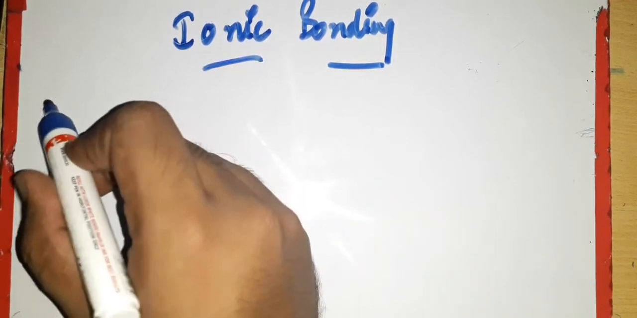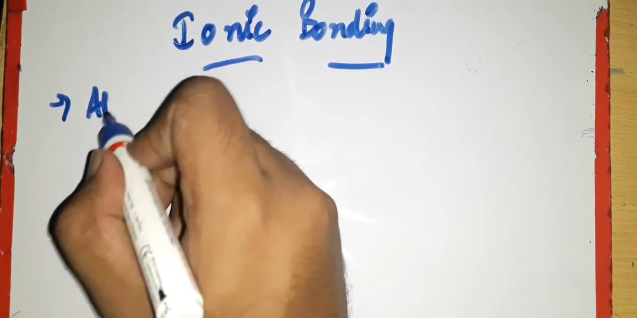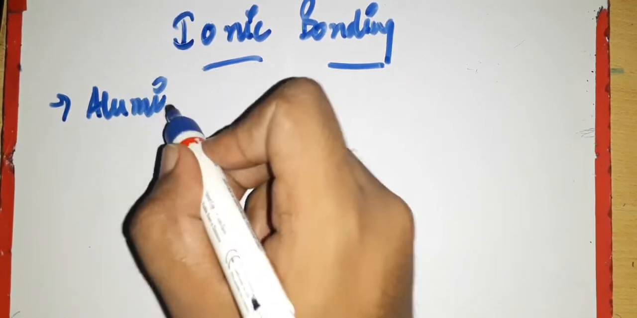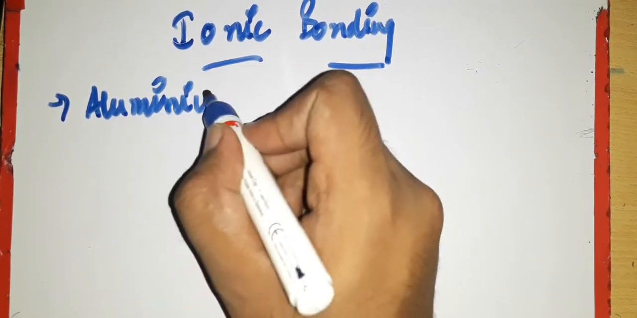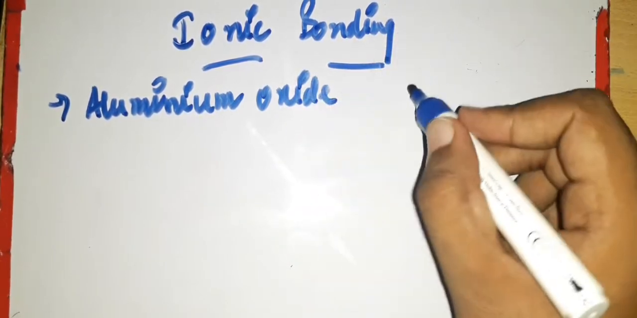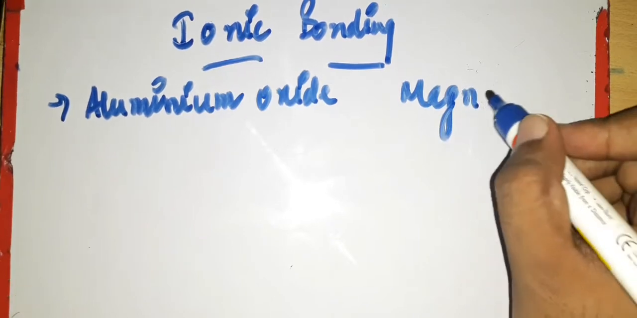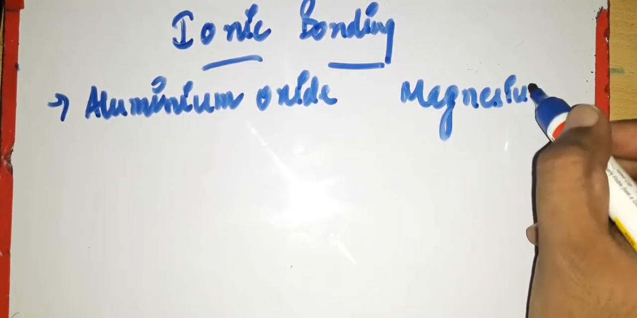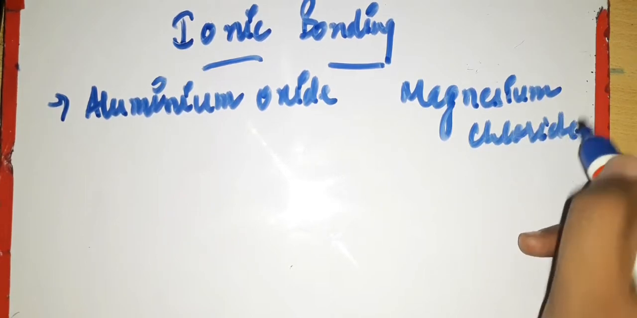So today we are going to study two compounds, aluminium oxide and magnesium chloride. So how can we make their ionic structures? Right, so this we are going to study.